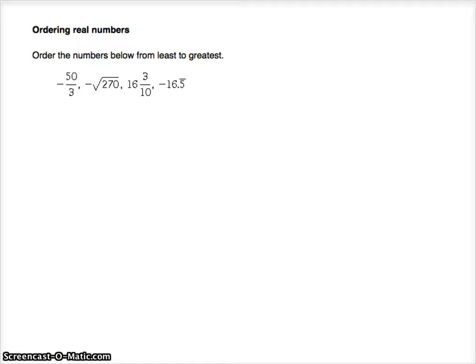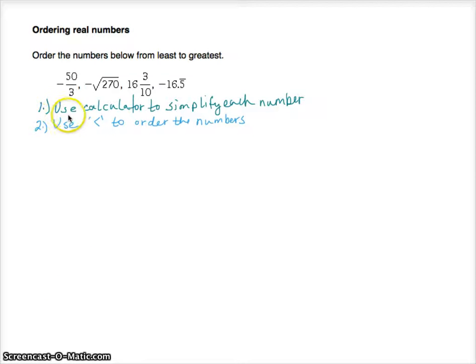But there's two things that we're going to do. The first thing we're going to do, for ease and practical purposes, is use a calculator to simplify each number. So we're going to take 50 over 3 and simplify that. We're going to find the opposite of the square root of 270. We already know that 16 and 3/10 is 16.3, and negative 16.5 repeating, we'll write that out to a couple of digits.